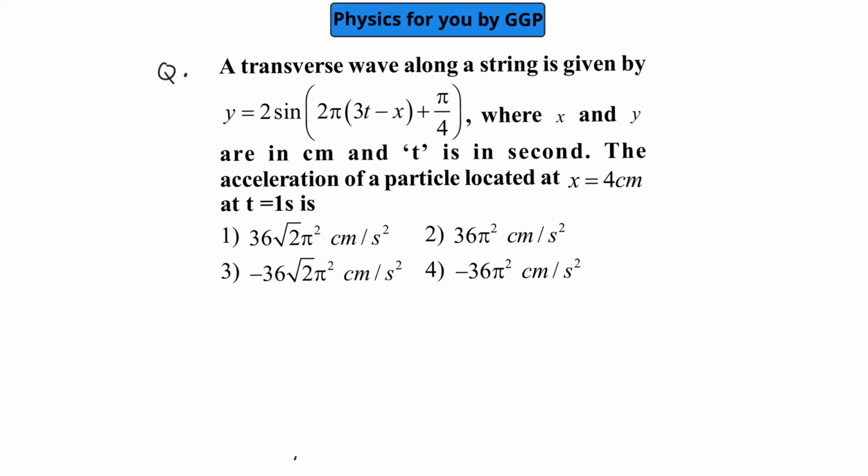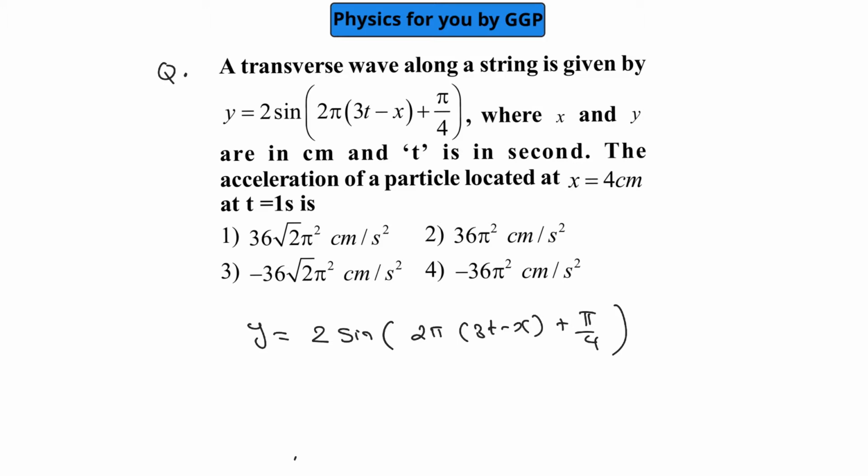It is given that the transverse wave along a string is given by the equation y is equal to 2 sine 2 pi into (3t minus x) plus pi divided by 4, where x and y are in centimeters and t is in seconds. The acceleration of the particle located at x is equal to 4 centimeters at time t equal to 1 second is?